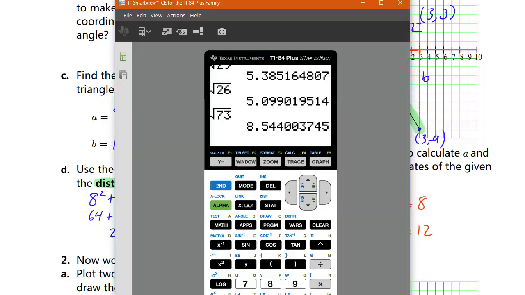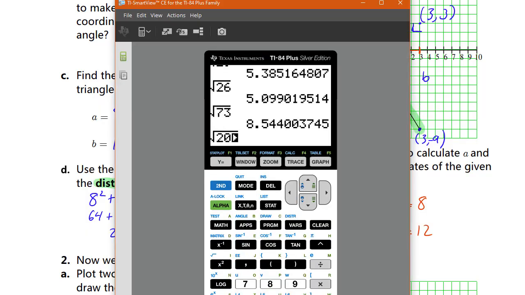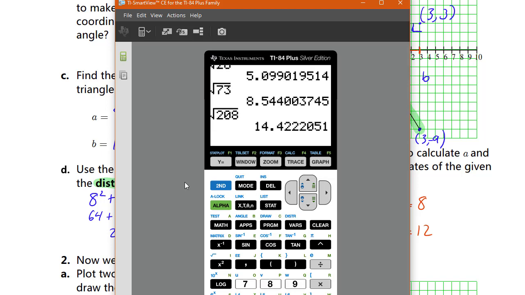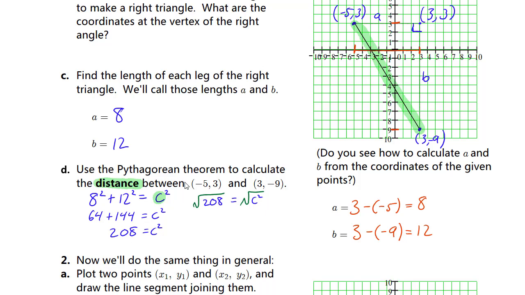And let's see, the square root of 208 is about 14.42. Okay, so that's how you can get the distance basically between any 2 points.